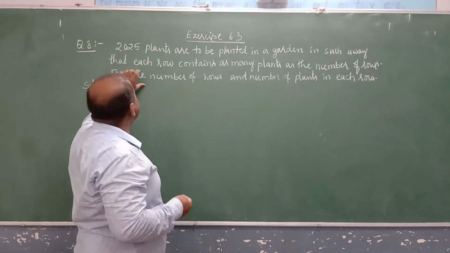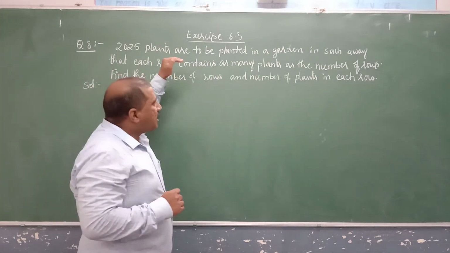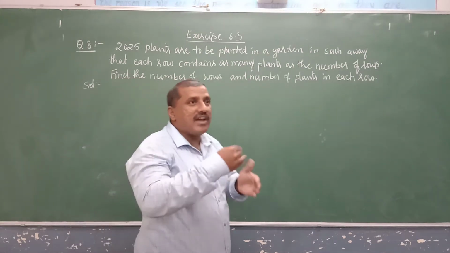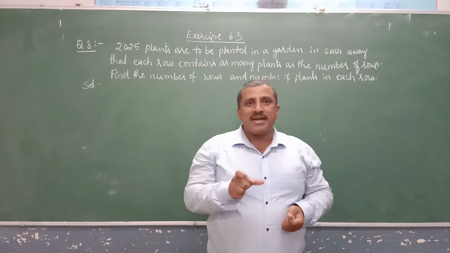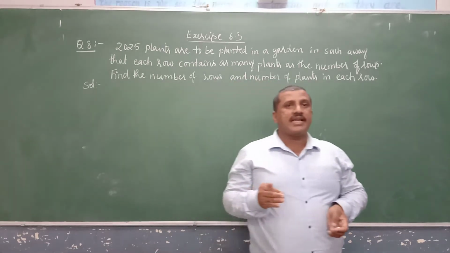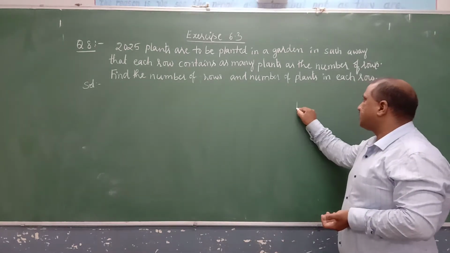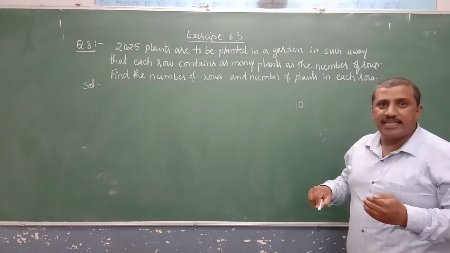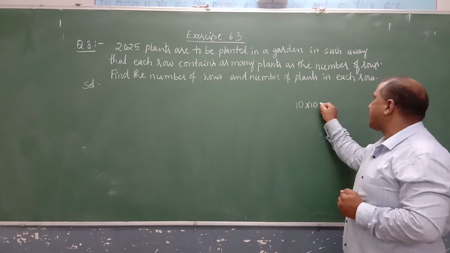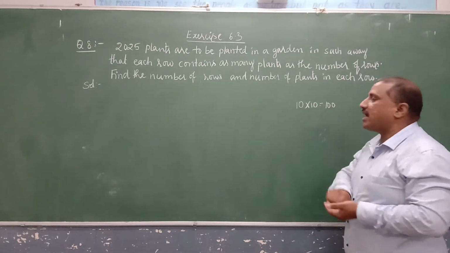But a condition is given between rows and the number of plants in each row. So the number of plants in each row is equal to the number of rows. It means that if there are 5 rows, then how many plants are there in each row? 5 plants. So total plants will be how many? 5 into 5, 25. If there are 10 rows, and in each row how many plants are there? Again it is 10. Therefore the total number of plants is 10 into 10, it is 100 plants.